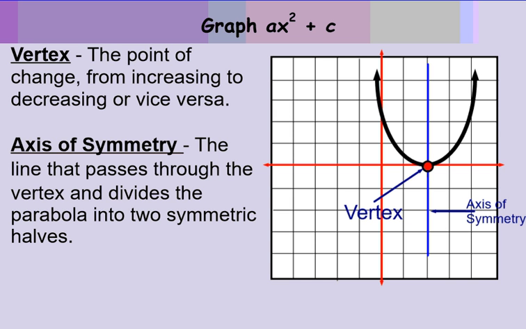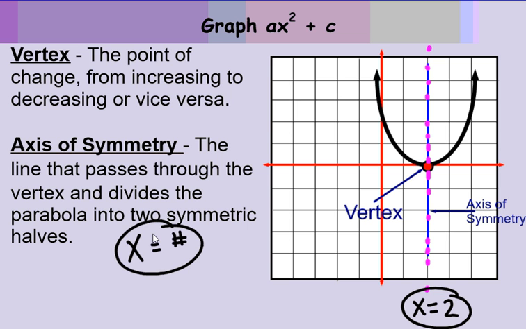The axis of symmetry is an imaginary line, it's not actually part of the graph, that goes right through the middle. It's the line that you would need to fold if this were a piece of paper so that the left side would perfectly match up with the right side. It's where the mirror is located if this was a mirror image. So the line that passes through the vertex and divides the parabola into two symmetric halves. In this picture, it would be the line x equals 2. The axis of symmetry for a parabola will always be x is equal to some number because it's always going to be a vertical line.